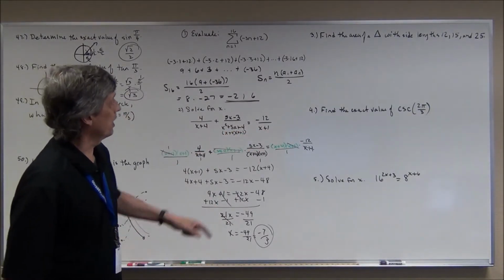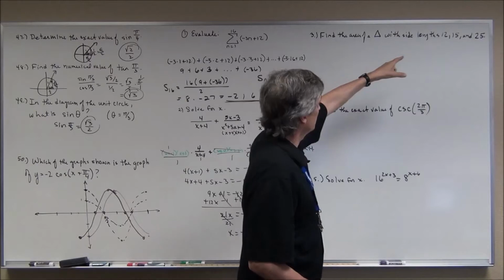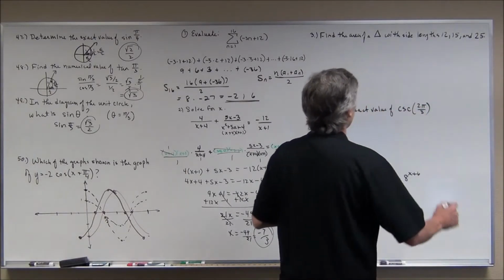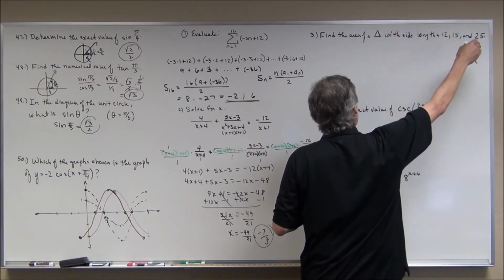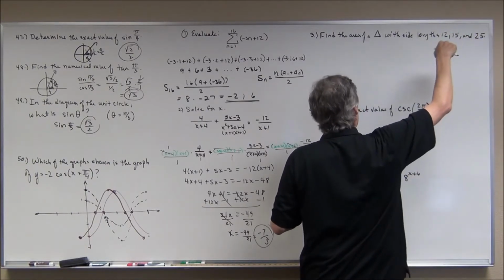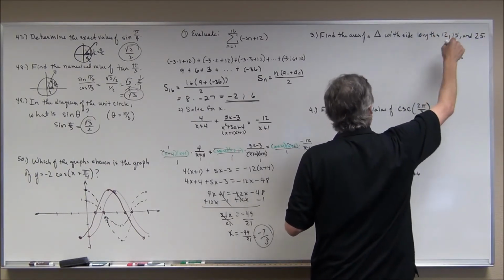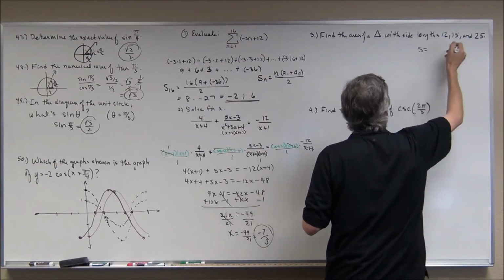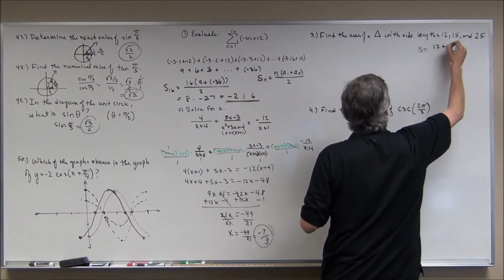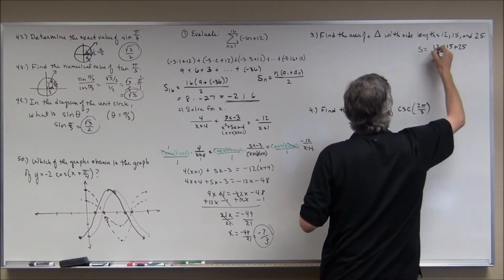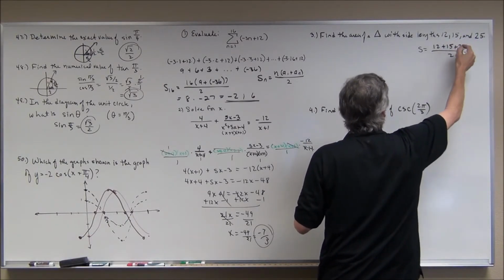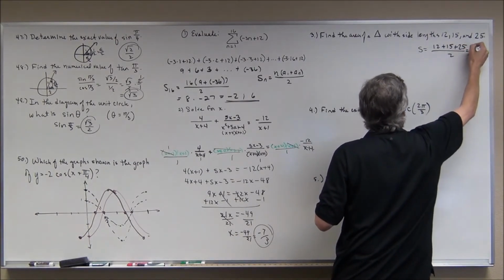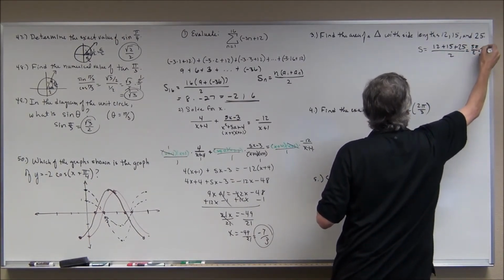Find the area of the triangle with side lengths 12, 15, and 25. You know all three sides, side, side, side. Okay, that was in the section on the law of cosines. This is Heron's formula. You have to find S, which is the sum of the sides divided by 2. You're going to have to memorize this formula. A plus B plus C divided by 2, so 52 divided by 2 is 26.